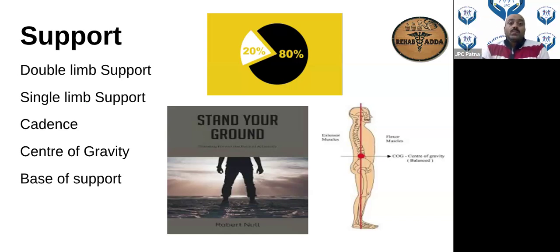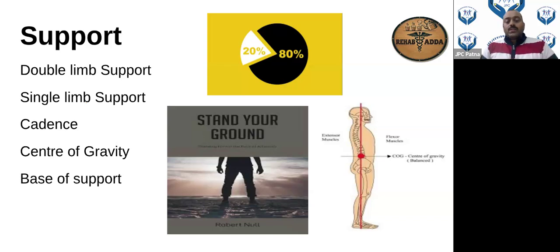Cadence is the total number of steps taken per minute. And the center of gravity is very, very important. Why is the center of gravity important? Your center of gravity is 5 centimeters in front of S2, and the movement is 5 centimeters vertical and anterior. What it helps us determine is any prosthesis, any orthosis, or even diagnosis: if the center of gravity is changed, then you will find that there are some issues.